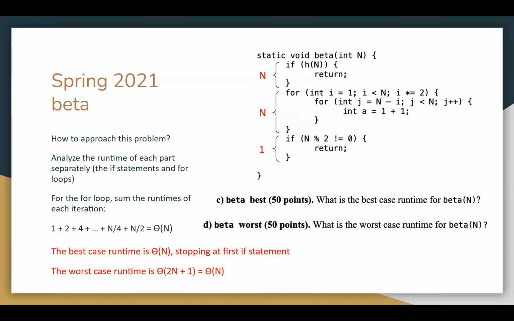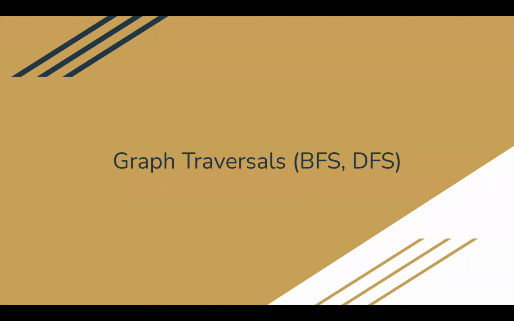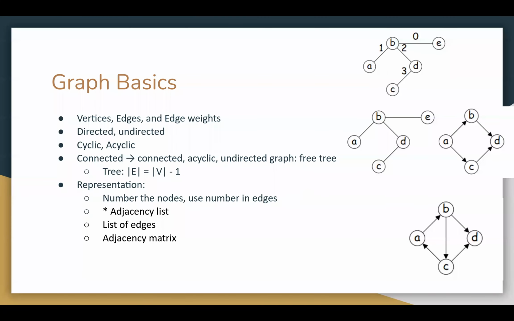Okay, so I will be talking about graph traversals, most importantly BFS and DFS. So first of all, let's start with reviewing some of the graph basics. A basic graph has a set of vertices, a set of edges, and optionally edge weights. Graphs can have different variations. They can be directed or undirected, cyclic or acyclic. Another property is that some graphs can be connected and some can have disconnected components.